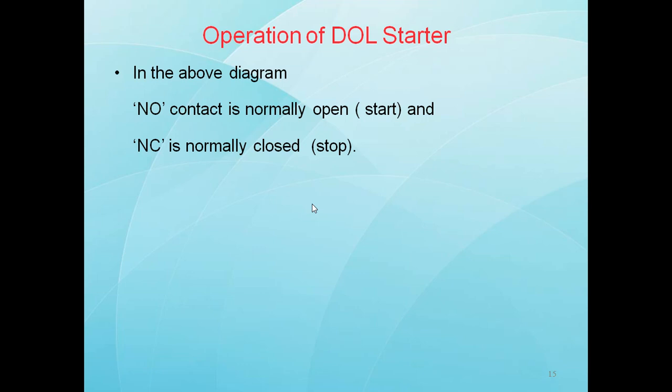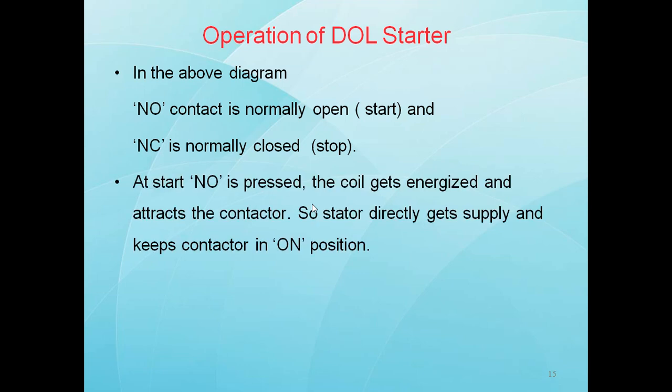So, regarding operation: NO is equal to normally open and NC is equal to normally closed. At start, when ON is pressed, the coil gets energized and closes the contacts of the contactor. So the starter directly gets the supply and keeps the contactor in the on position.